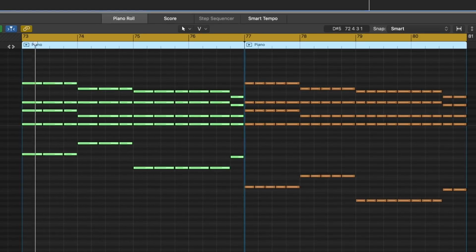When one section of your song is really wet and atmospheric, and then the next section is really dry, that's contrast too. And when you combine these ideas, you can really amplify the differences between two sections.